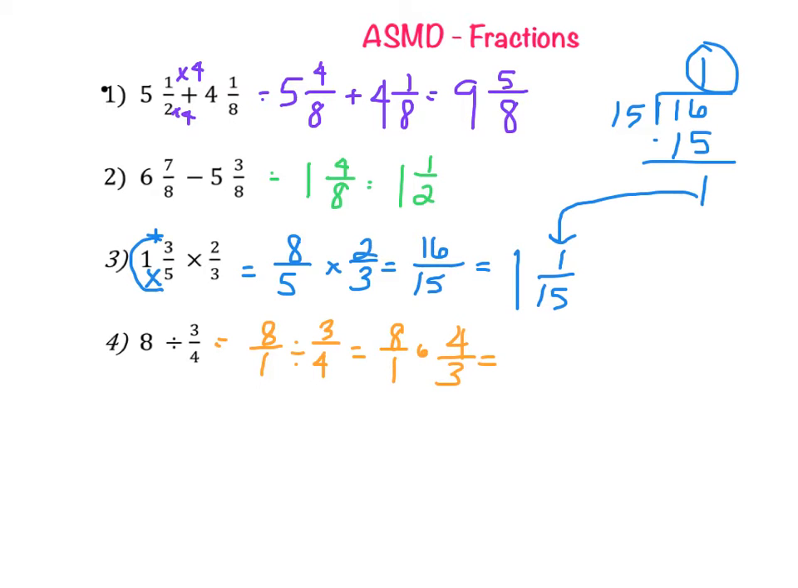Multiply straight across. 8 times 4 is 32. 1 times 3 is 3. Again, I can divide that out. 3 goes into 32 10 whole times. Again, we can divide this out. 10 times 3 is 30. My remainder is 2, so that becomes my numerator. My denominator doesn't change.